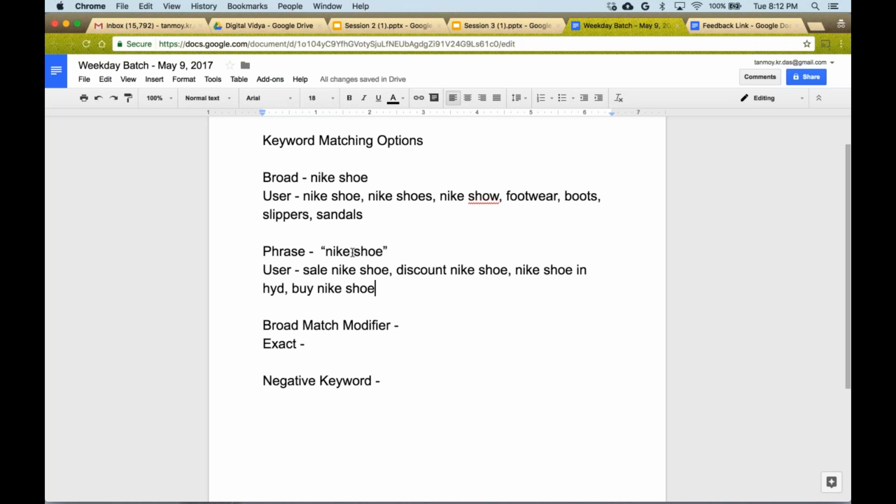Okay, sale Nike shoe, discount Nike shoe in hide, buy Nike shoe. Something written before or after Nike shoe. Yeah, in this case, we become a little bit specific. We put a condition that the keyword should be there. You cannot change the keyword. You can only add stuff before or after. So we have a particular condition applied under phrase. So if this is happening, only then the ad might be shown to the customers.